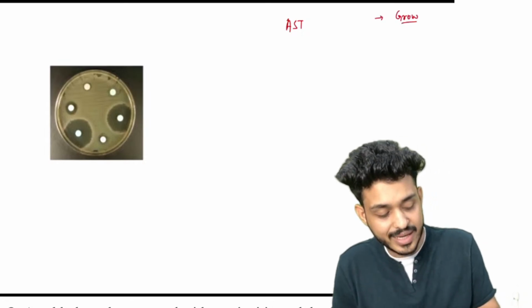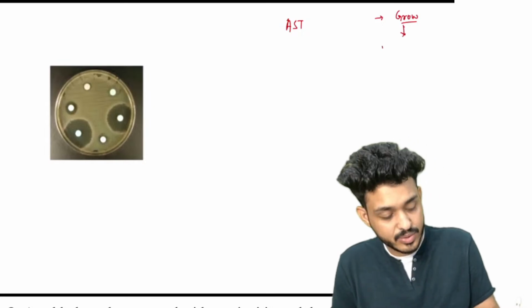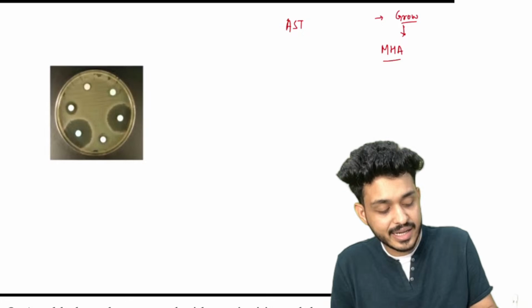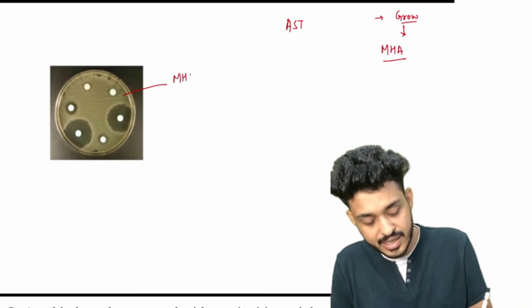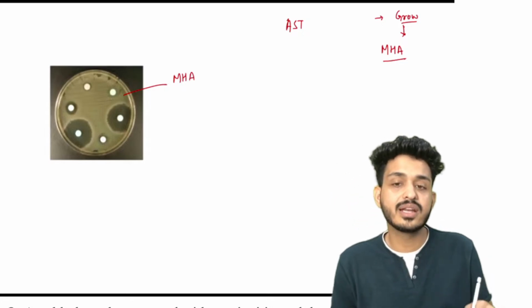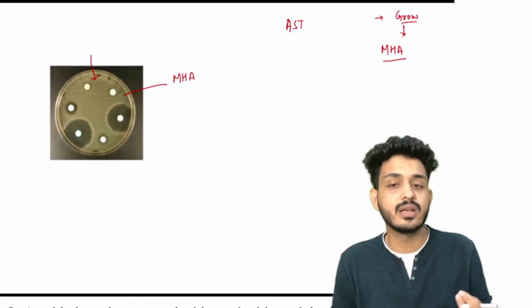We will grow it. In which agar will we grow it? What is the agar that they will be using? That is known as Mueller Hinton agar. The agar they use is called Mueller Hinton agar. This is your Mueller Hinton agar. And in that Mueller Hinton agar, whatever organism is there in your sample, that is growing.